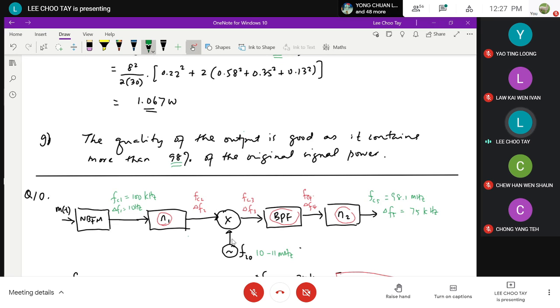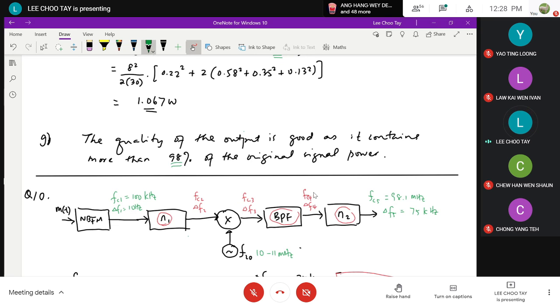Then the output of the mixer will contain some components with the carrier frequency FC3 and the frequency deviation delta F3. You also need to know that the mixer does not change the frequency deviation. Therefore, delta F3 is actually the same as delta F2. This signal is then passed through a bandpass filter. The bandpass filter is to select the actual FC4 that we need.